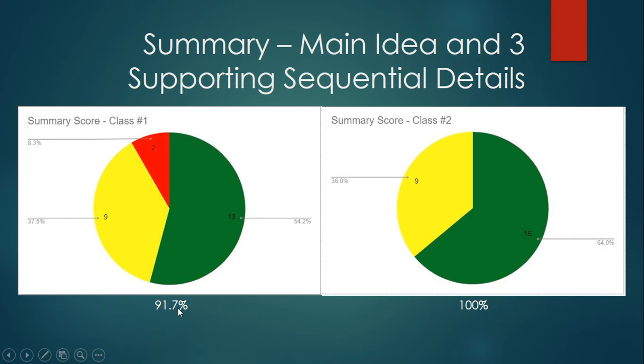So my first class had a 91.7% accuracy when it comes to being able to summarize the text. And that just means that they were either able to give me a main idea and or 3 supporting sequential details. So, in order for you to have a 2, you would have to tell me 3 sequential details. And then in order for you to have a 3, you would have to do both. And as we talked about, my first class was a 91.7%, and my second class was able to all do this.